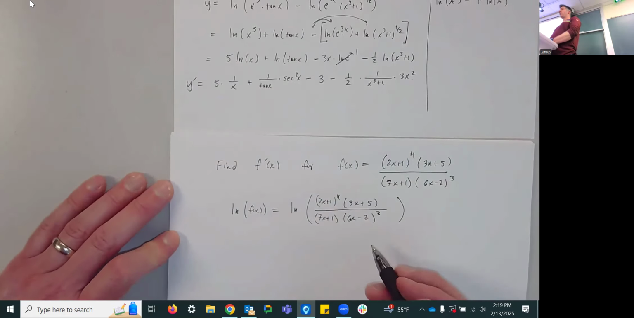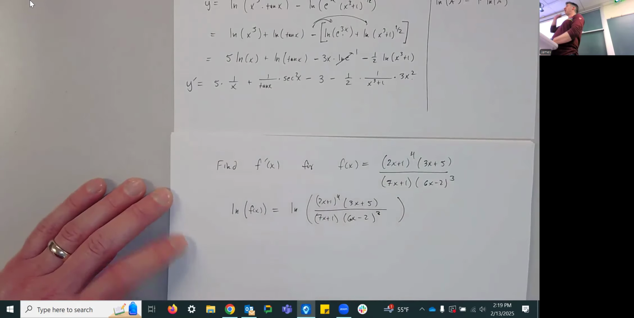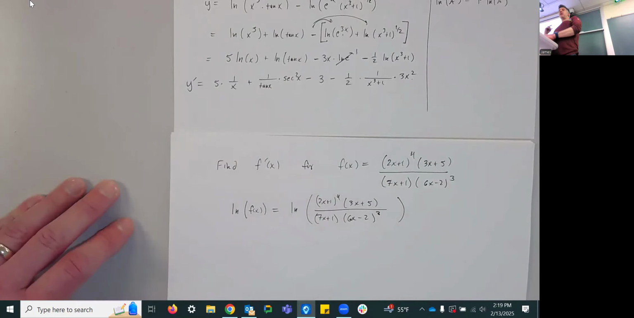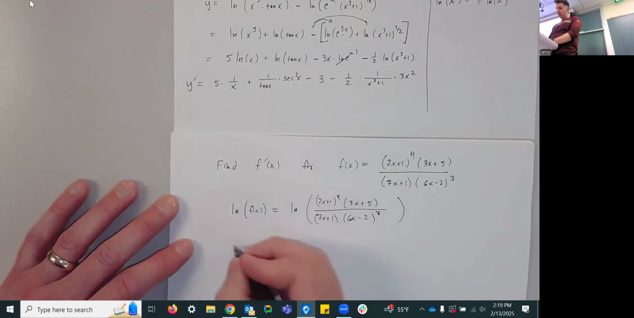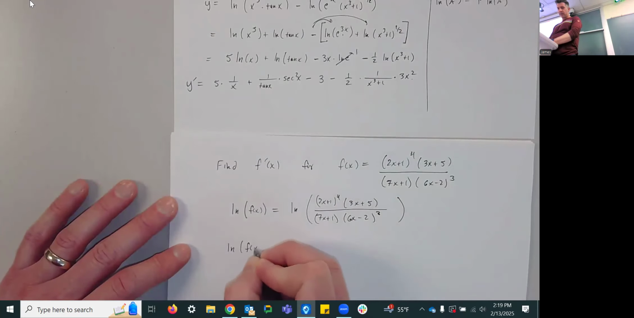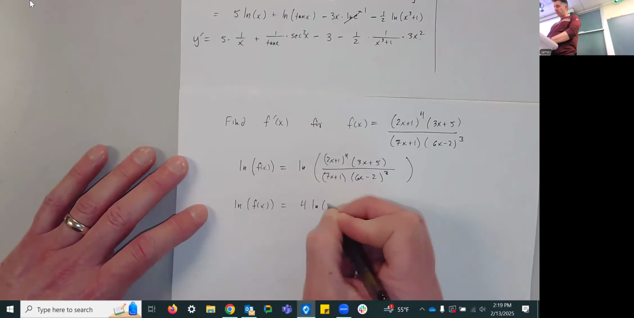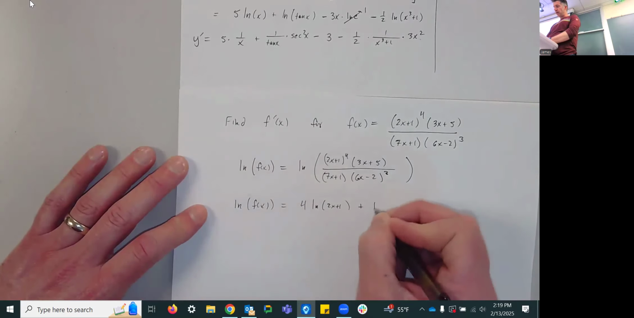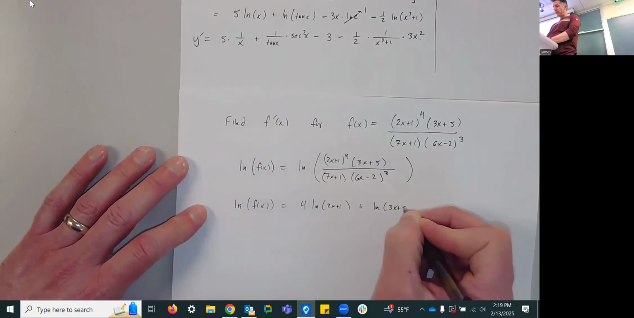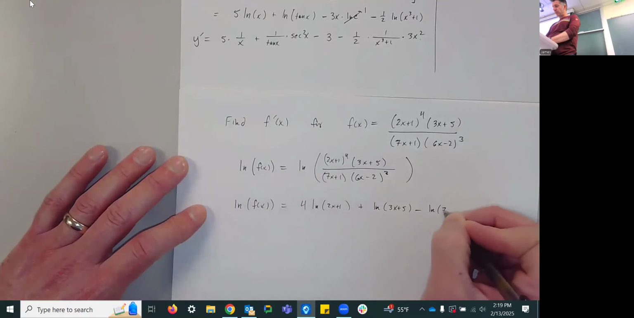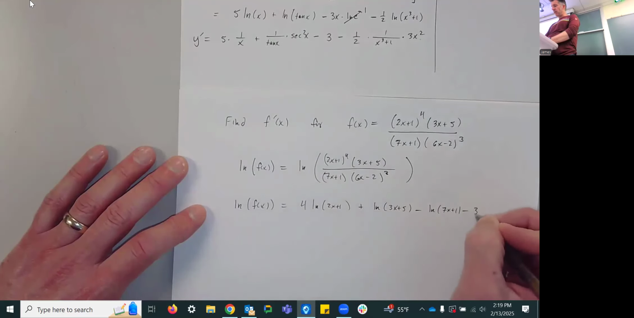And this time I'm not going to show all the work because we know what's supposed to happen. The top things end up being positive, the bottom things end up being negative, and the powers come down. So we're going to write this as the natural log of f of x equal to 4 times the natural log of 2x plus 1 plus the natural log of 3x plus 5 minus the natural log of 7x plus 1 minus 3 times the natural log of 6x minus 2.